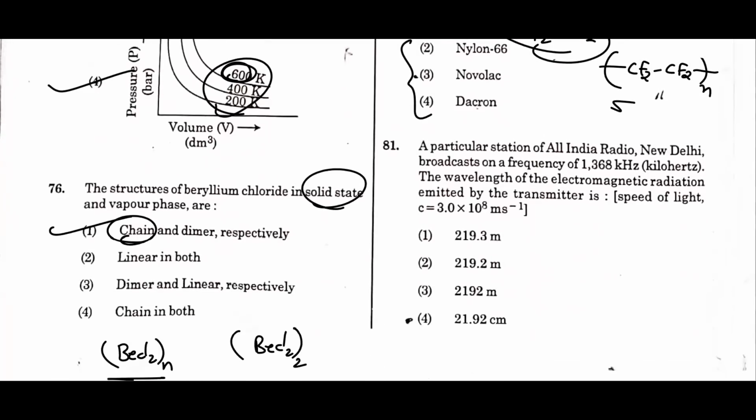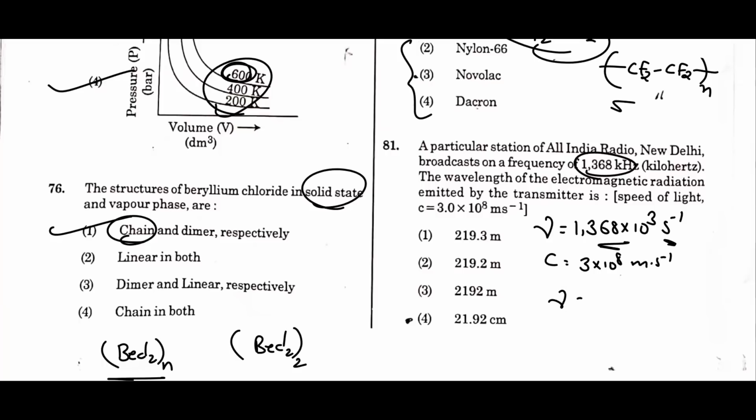Question number 81, at a particular station of All India Radio, if you read this question, here frequency is given as 1368 kilohertz, means into 10 power of 3 hertz. Hertz is also known as per second, means the number of waves passing per second. Hertz we can also write as second inverse. I converted kilohertz into hertz. And the C value is given in the question, that is 3 into 10 power of 8 meter per second.